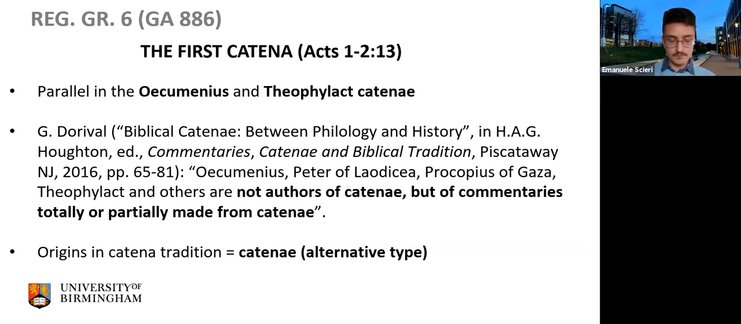However, this kind of compilation is not unusual in patristic literature. It finds a parallel in the Catena on Acts attributed to Ecumenius and Theophylact. Some scholars, such as Guy de Rival, suggest that compilations of this kind, based on catenae but lacking source indications, are better labeled as commentaries. Nevertheless, given their origins in catena tradition, no proposal has yet been made to change the traditional classification. One could rather suggest that these works are simply representatives of an alternative type of catena.